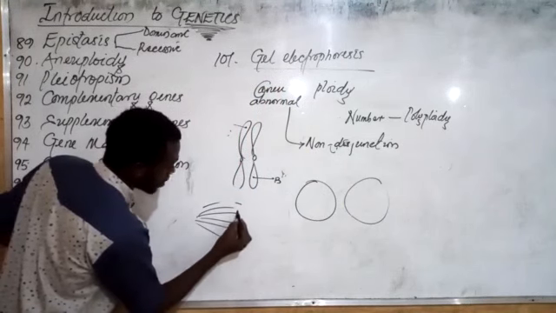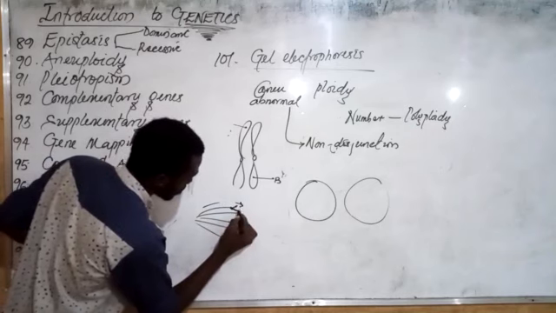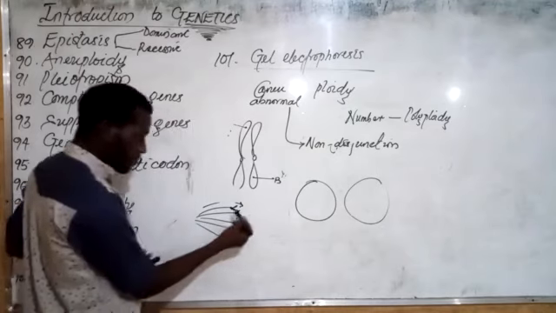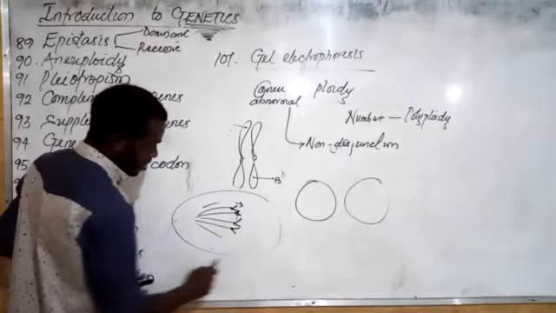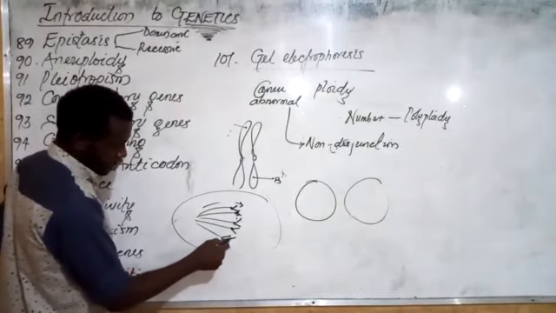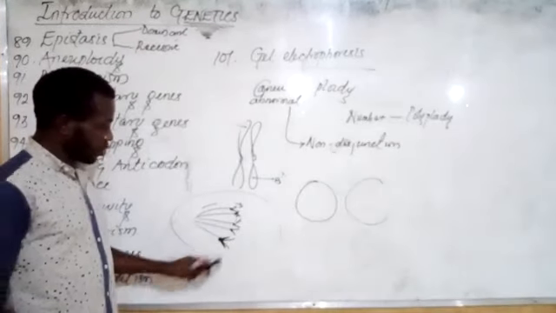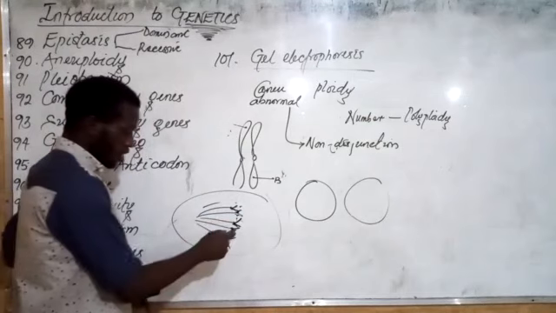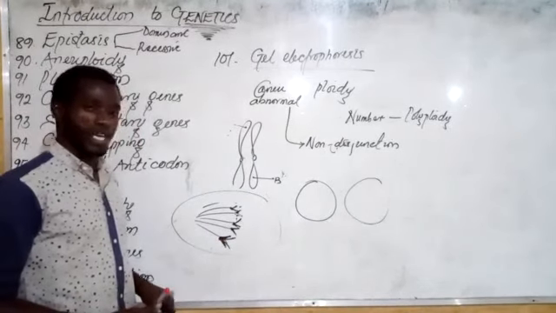such that instead of the particular spindle going back with a single set of chromosomes, maybe the non-disjunction happened here. Then you will notice that this one is going to go back with both chromosomes again. So you see, this one is going back with only one, this one is going back with only one, and this one is going back with a set of chromosomes again.